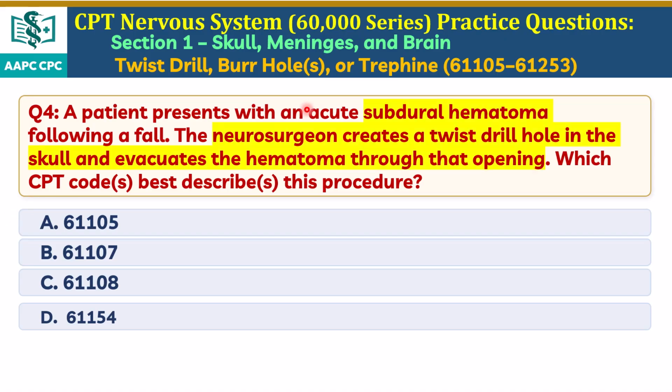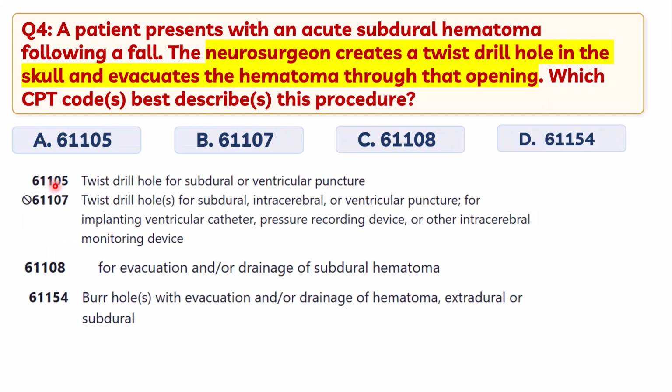So here you have to highlight this is a subdural hematoma. A neurosurgeon creates a twist drill hole in the skull and evacuates the hematoma through that opening. So this is not the Burr hole, this is the twist drill hole. So let's go to the codes directly. Once you go to the code, 61105 says twist drill hole for subdural or ventricular puncture. So that is the first part, but the evacuation of hematoma is not mentioned here.